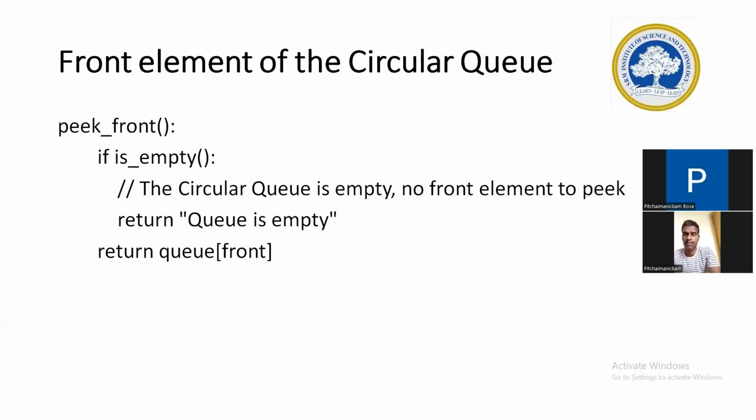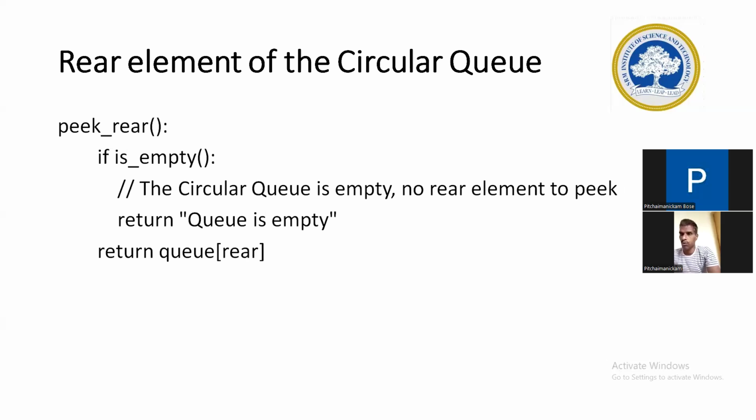Another thing is the front element of the circular queue, the peek element. If is empty, we check the behavior of the front; if it is empty, return Q is empty. Otherwise return Q of front. Next is the rear element of the circular queue, peek underscore rear. If is empty, return Q is empty. Otherwise return Q of rear.